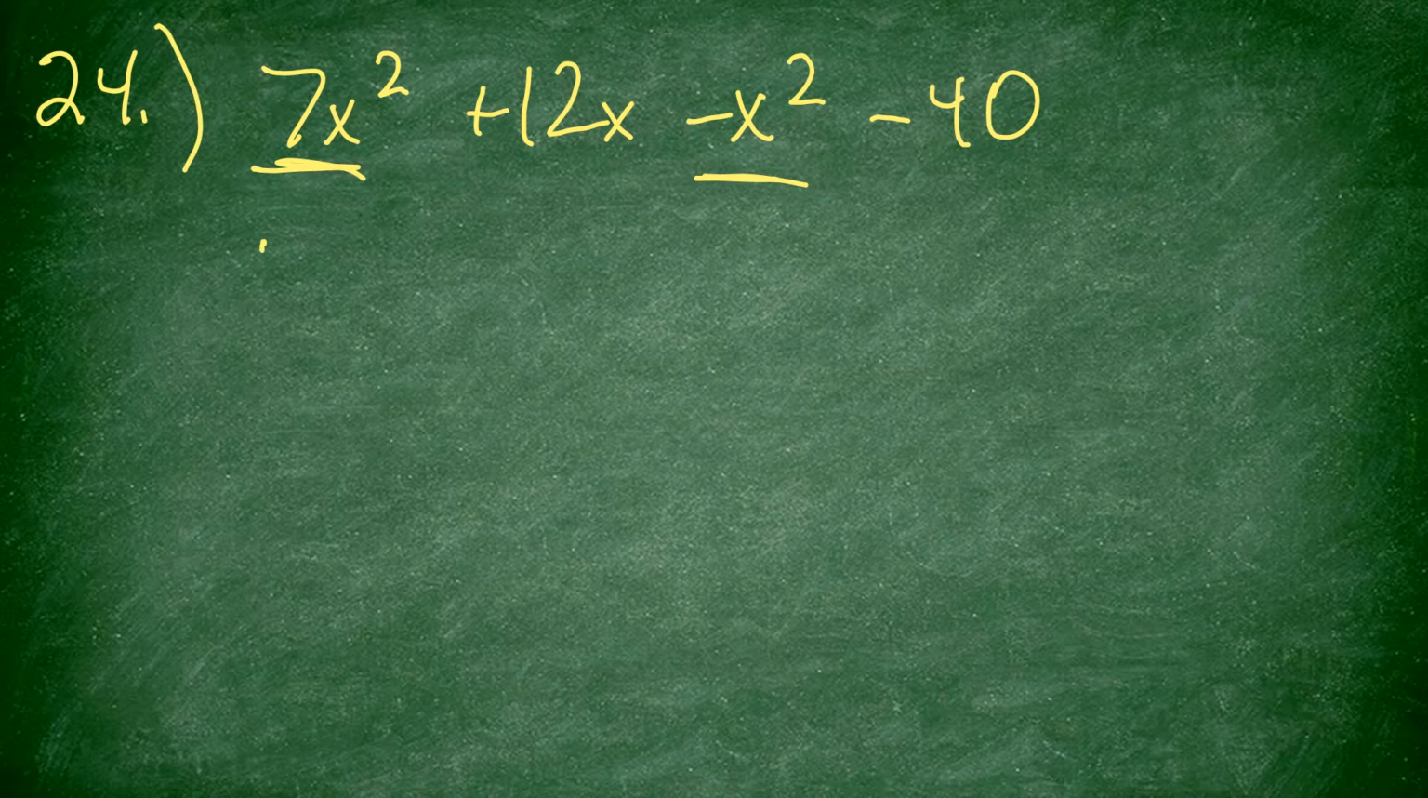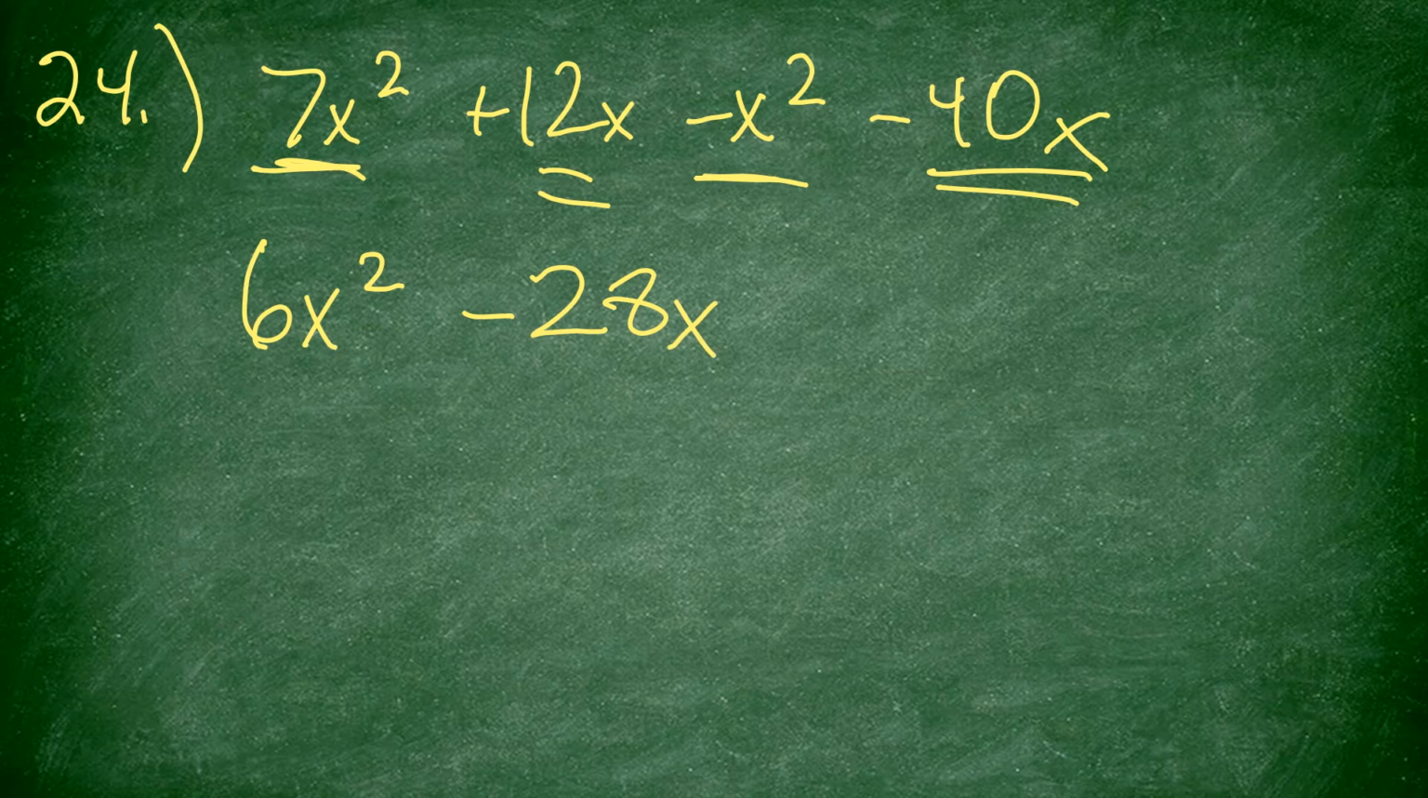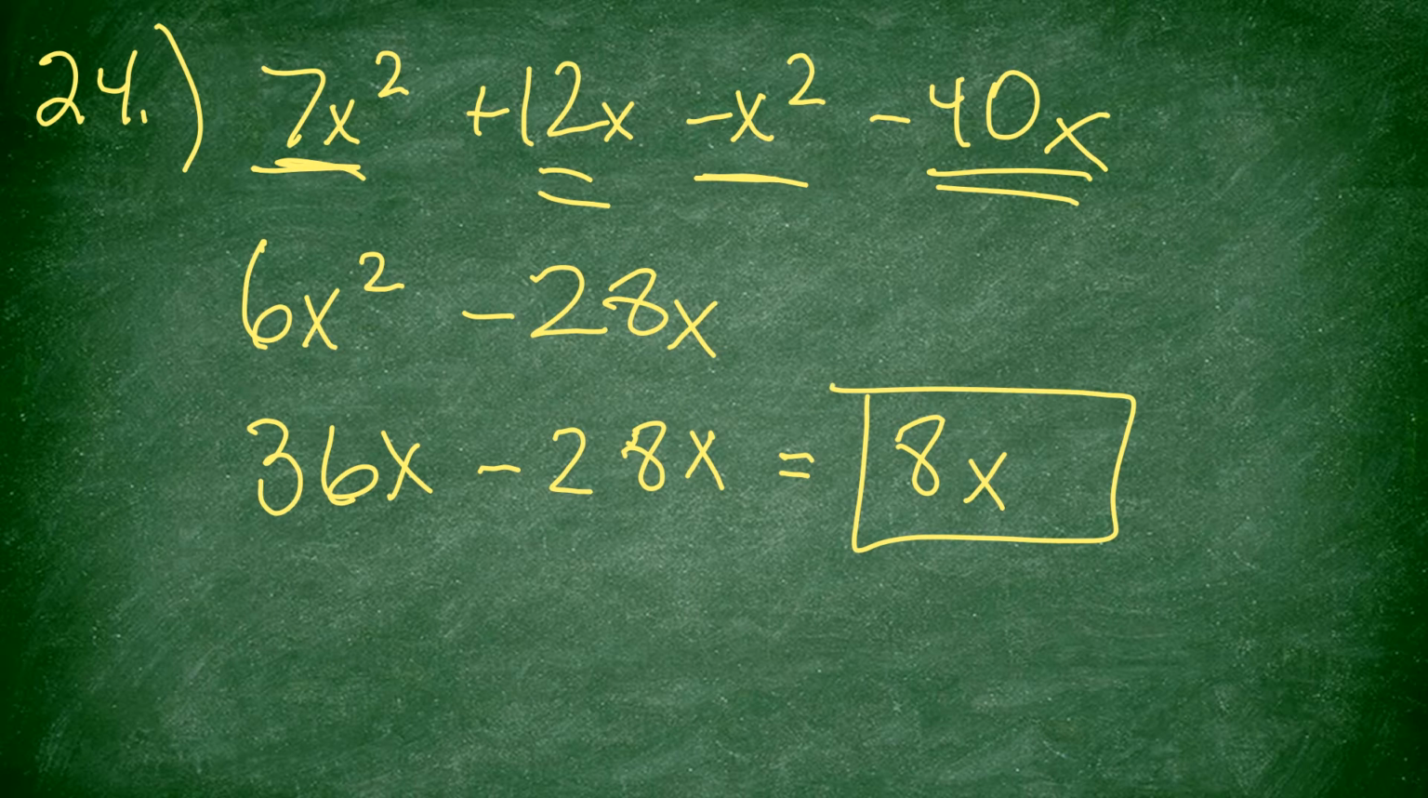All right, 24, we have 7x squared plus 12x minus x squared minus 40x. So I'm going to combine my like terms. 7x squared minus x squared is positive 6x squared. 12x and negative 40x is minus 28x. This is going to go into 36x minus 28x because I squared the 6. 36x minus 28x is just 8x, and that's my final answer.